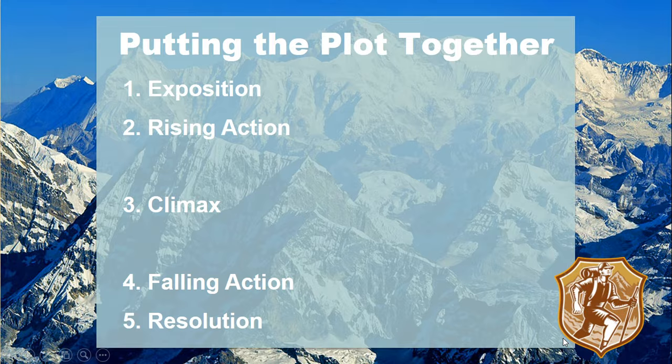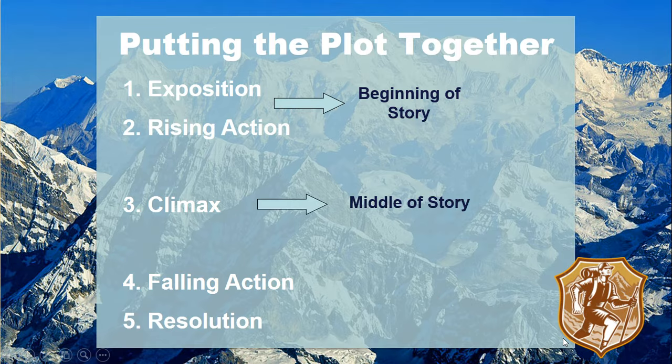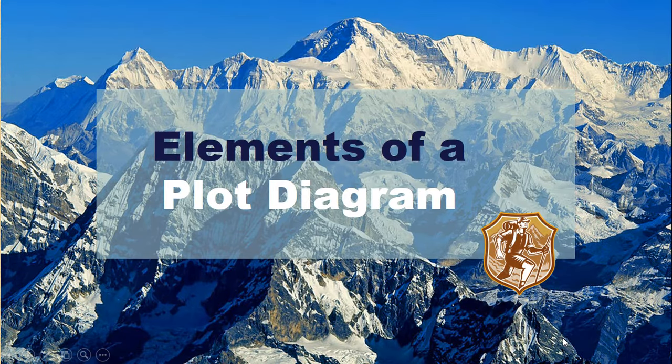So if you were to divide up the plot diagram into three parts, you'd probably say that your exposition and your rising action would be the beginning of the story. Your climax would be the middle of your story. And the falling action and resolution would be the end. As we started by saying, if you left out any of these five parts, it could seriously affect the story as a whole.